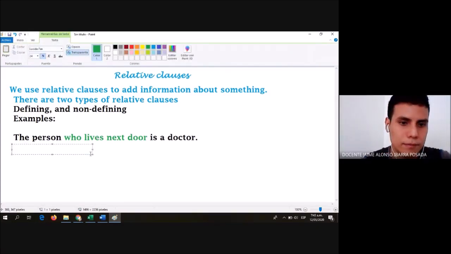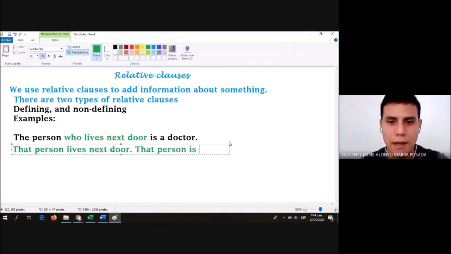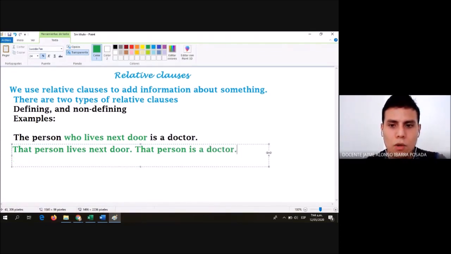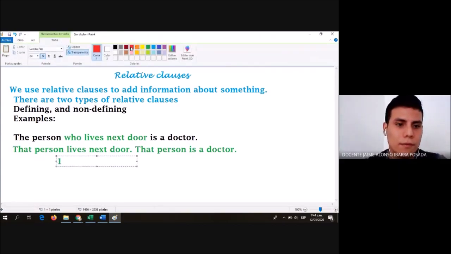For example, that person lives next door. And the other sentence is, that person is a doctor. Okay? So in here we have one piece of information, which is the first sentence. And here we have the second sentence.